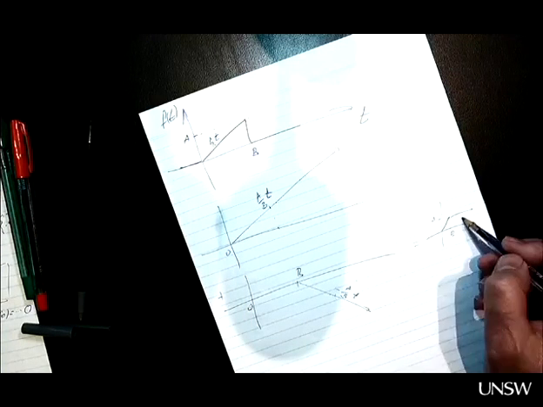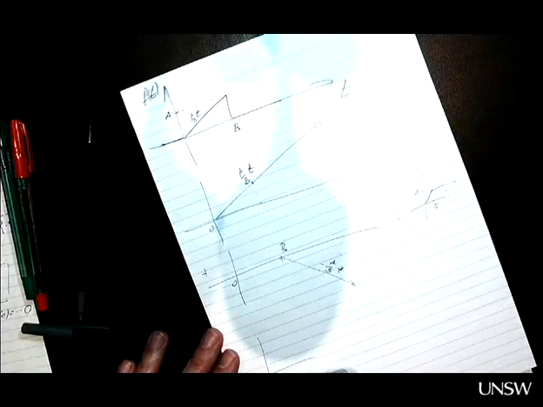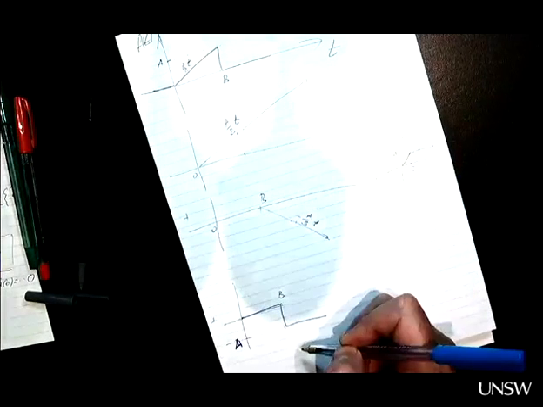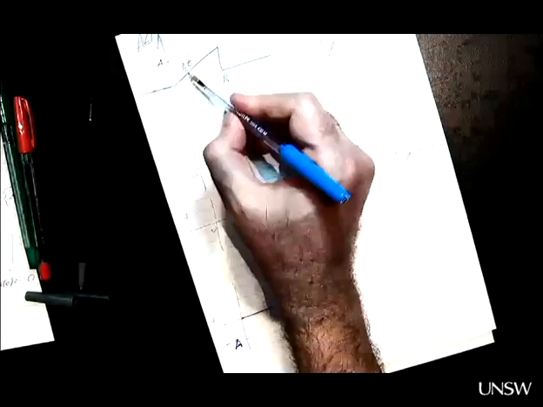However, this is not the same as this. So you have to add a step function, magnitude minus A, also after B seconds. Sorry, you can't see this. So these three, when combined, will give you the original waveform or the original function.